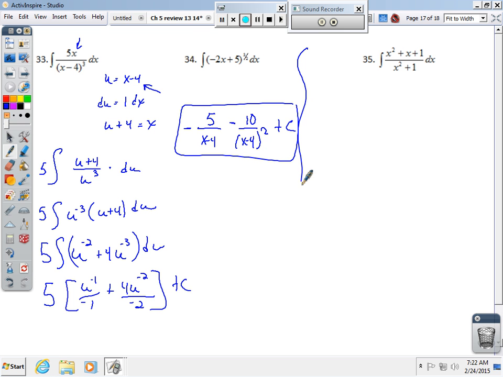All right, 34, I'm skipping. 35. And again, this part here that's 10, I just simplified that as I went, and I substituted in u at the same time.